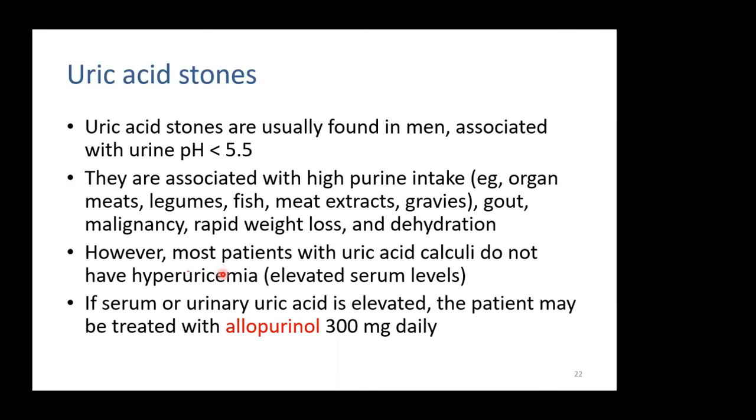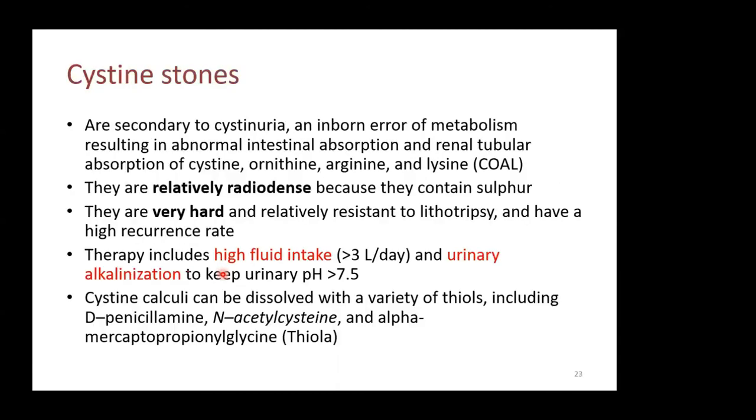If serum or urinary uric acid is elevated, then the patient should be treated with allopurinol at a dose of 300 milligrams daily. Now, the cystine stones are secondary to cystinuria, and these are inborn errors. You remember we talked about those congenital problems. If patients have a family history, they may actually have these inborn errors.